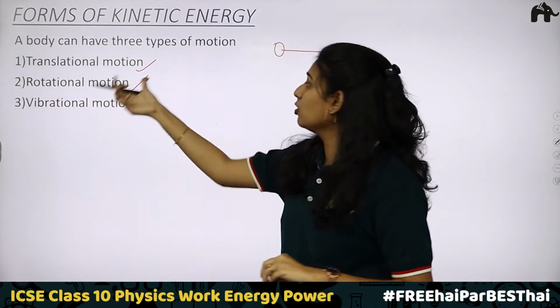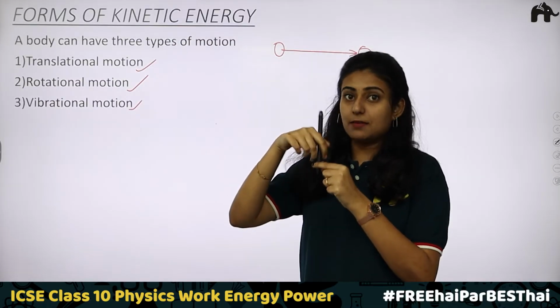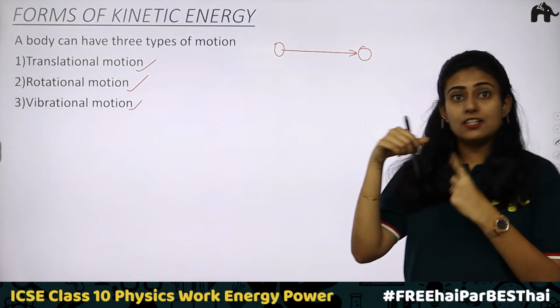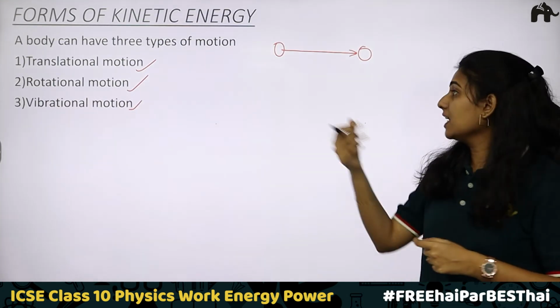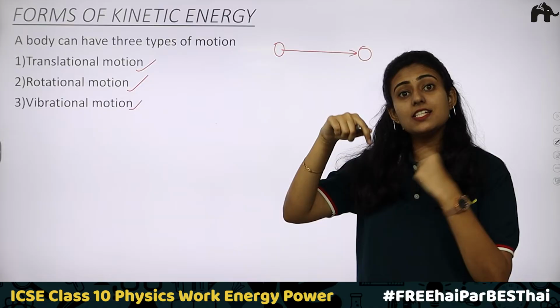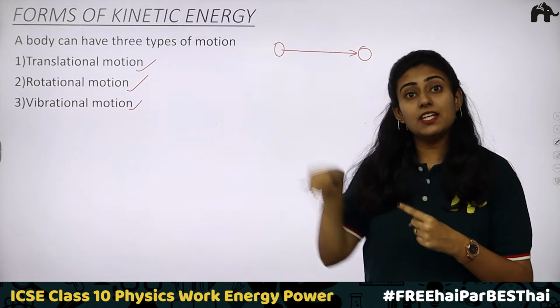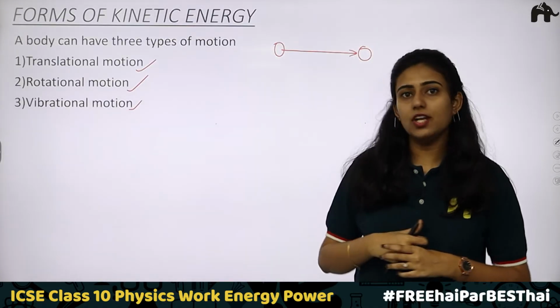Then, a body can have rotational motion. That is, a body is rotating about an axis. The wings of a fan, or another example, a spinning top. These are examples of rotational motion. The body is rotating about an axis. A spinning wheel is also an example of rotational motion.